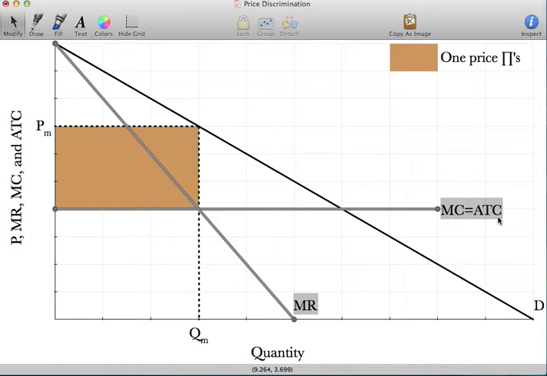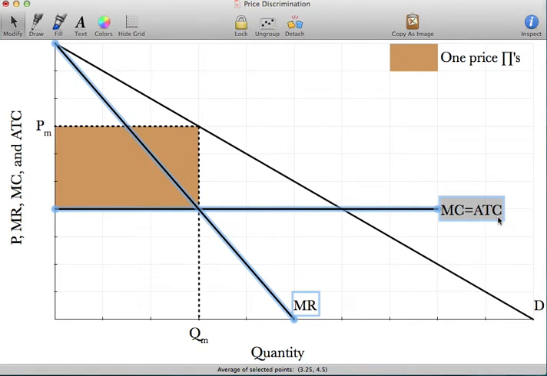So if we were to assume that this monopolist is maximizing profits, we will see that they will set output where marginal cost and marginal revenue are equal to one another. So that gives us the profit maximizing quantity, QM, and if we go from QM straight up to the demand curve and across, we get the profit maximizing price. And this shaded area right here is the profits that this monopolist will have.